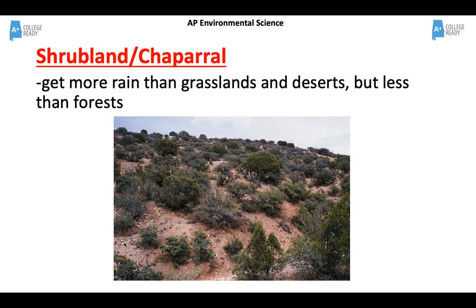All right, I think this is the last one we're going to talk about. We're going to power through it. Lastly, we have the shrubland or chaparral. I like saying shrubland because I've never been confident I'm pronouncing that other word correctly.